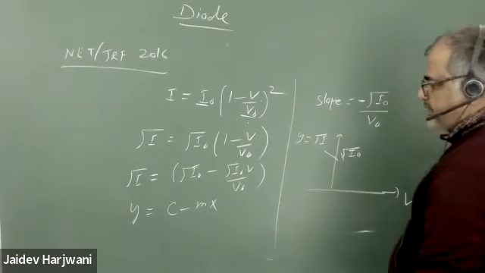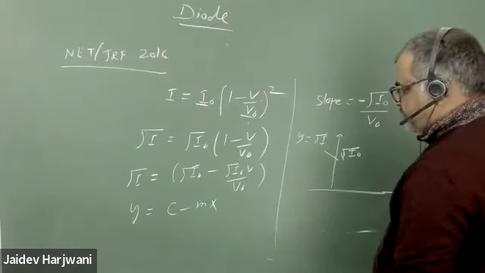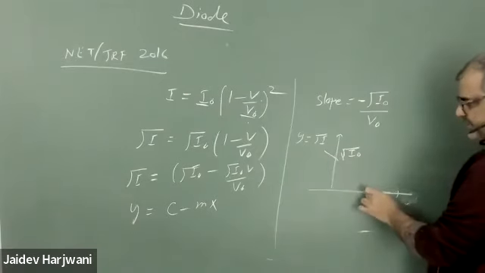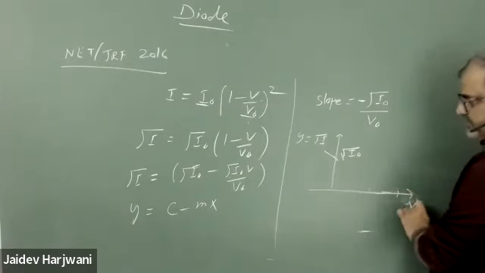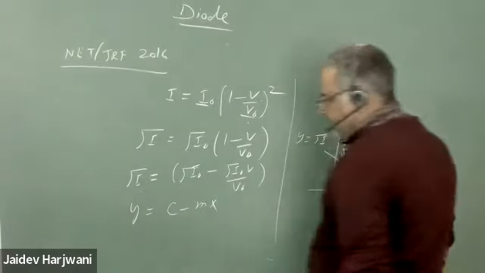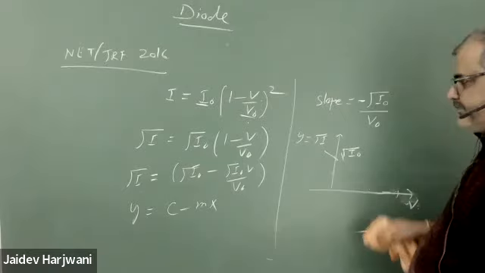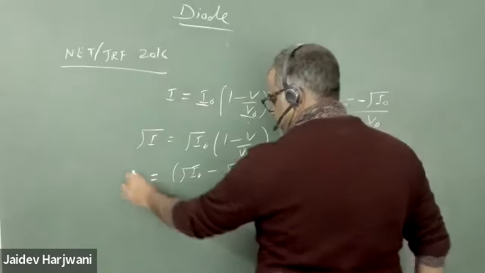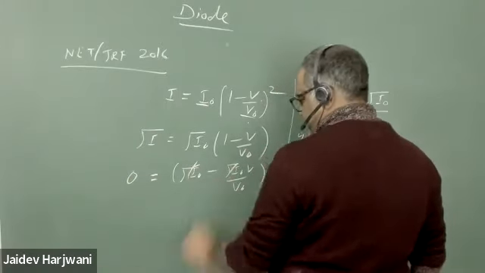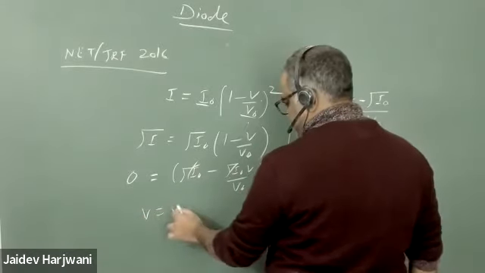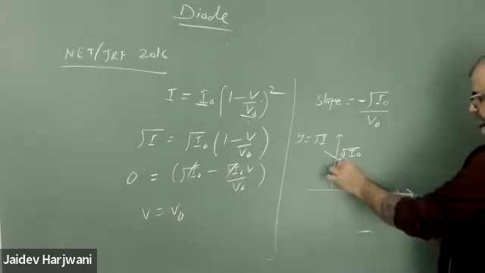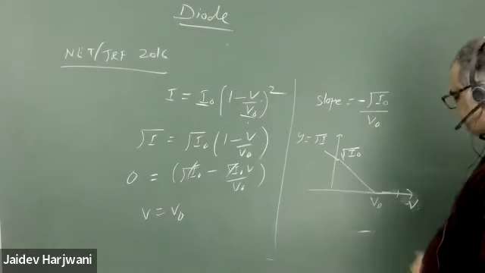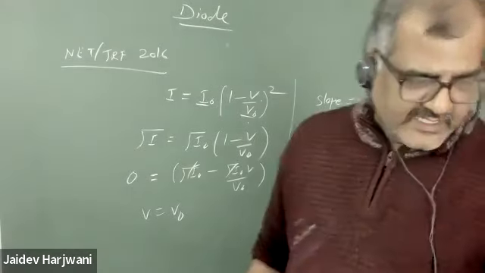Now the x axis. Here I is 0. I is 0 means where it will cut. If you make it 0, this term is cancelled, so V will be equal to V naught. Somewhere it will cut at V naught, so that is the x intercept. Please check whether it's correct or not.